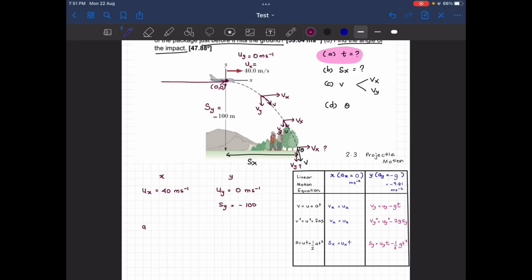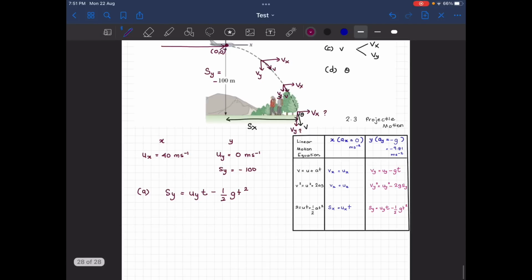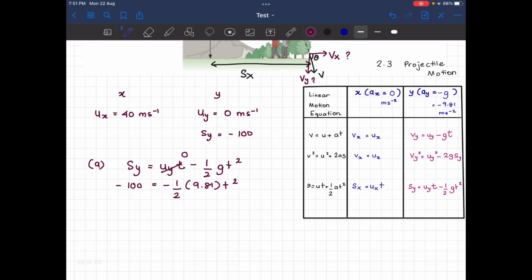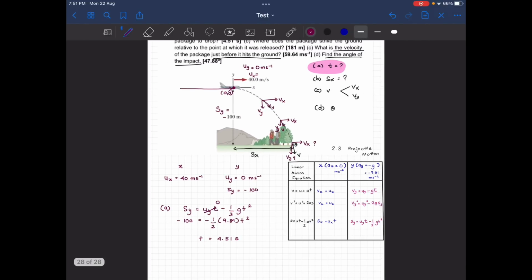Let's try to do it. Sy is equal to Uy t minus 1/2 g t squared. Then we substitute the information we have: negative 100, this one would be 0, negative 1/2, g is 9.81, t squared. If you solve it here and press your calculator, you should get your time to be 4.51 seconds. So the time taken from here to here is 4.51 seconds.